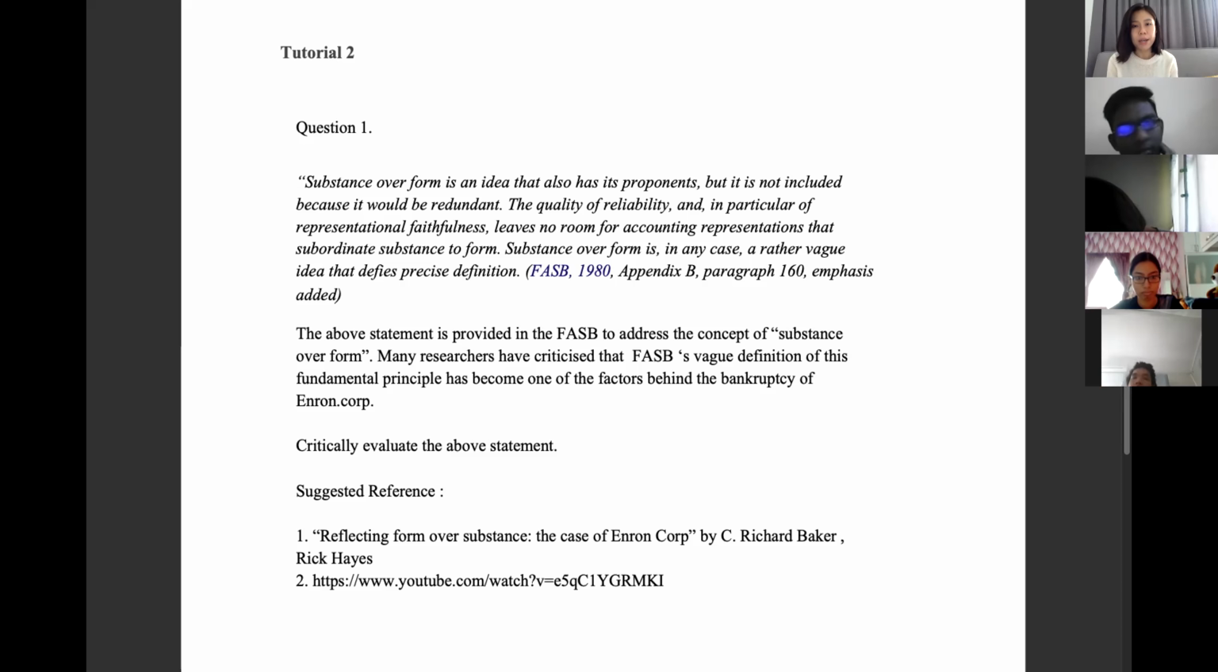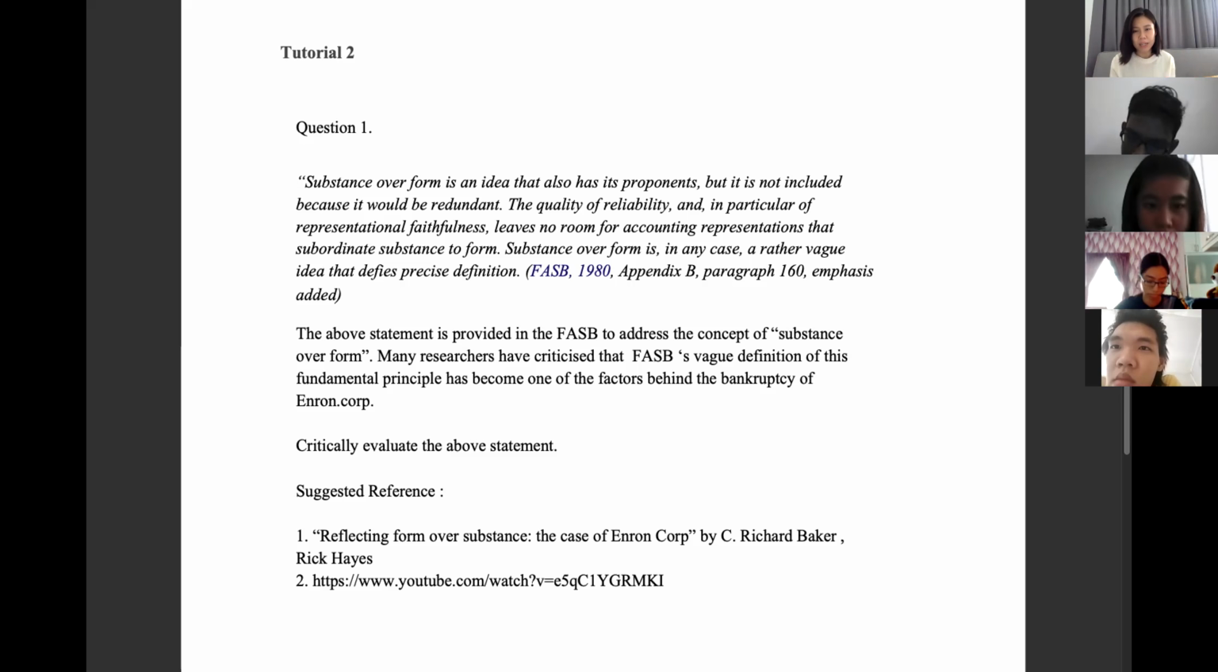Substance over form is an idea that has its proponents, but it's not included because it would be redundant. This statement is actually taken from the FASB, the Financial Accounting Standards Board from the US, in the 1980s. The quality of reliability, and in particular of representational faithfulness, leaves no room for accounting representation that subordinates substance to form. Understand this complicated wording? Do you understand what this statement is trying to explain?